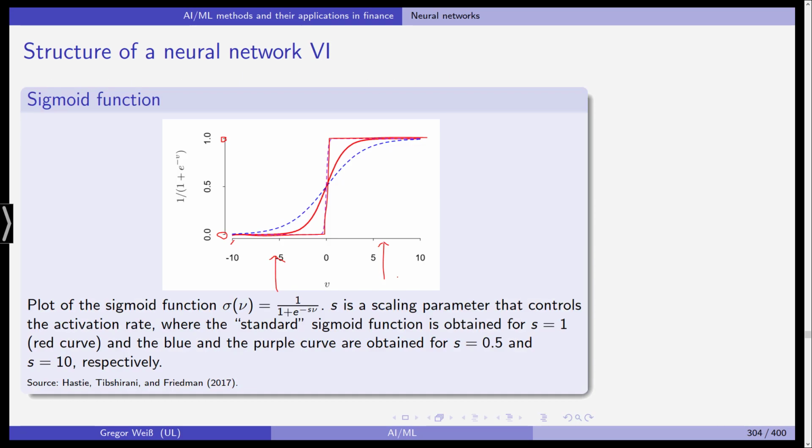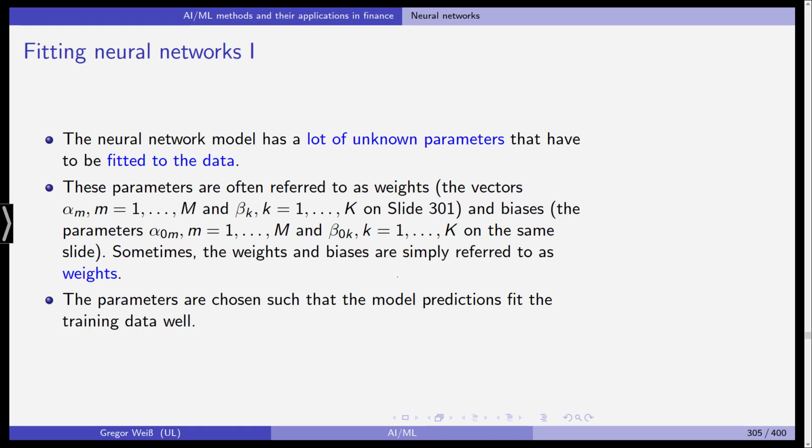Okay, so this is the structure of a neural network. In the next video, we are going to have a look at how to fit these neural networks, which means we have to estimate and train those parameters alpha and beta.